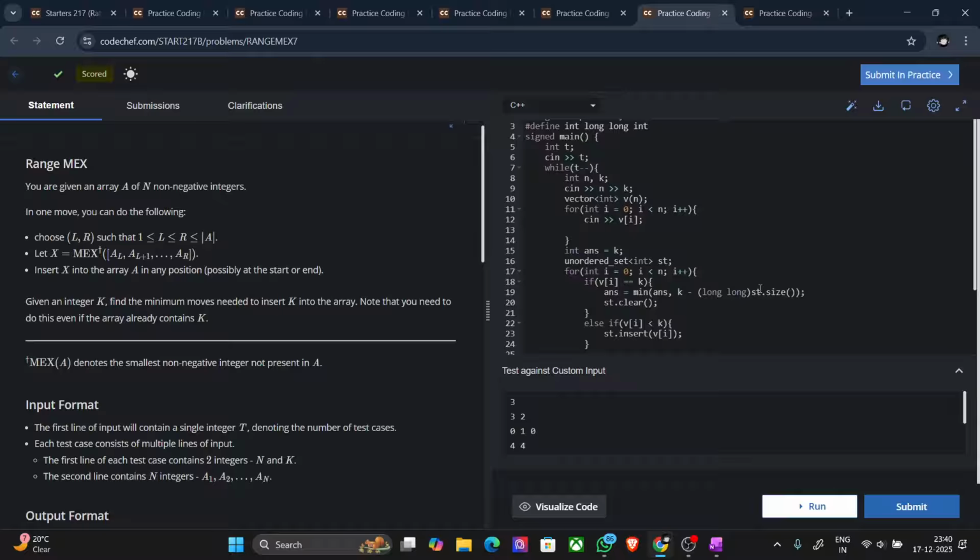This is an easier problem, right? Any doubt up till this?